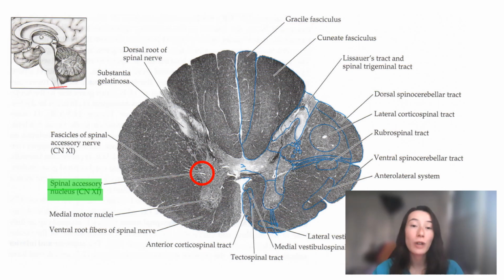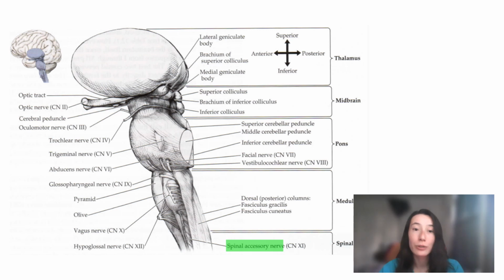This is a cross section of the spinal cord. We're at the level of the cervical spine, spinal cord. And here you can see the location of the spinal accessory nucleus. And it's between the dorsal and ventral horns of the spinal cord. So think about gray matter. This is now a lateral view, same structure, thalamus, brainstem, and you can see how the nerve exits laterally.